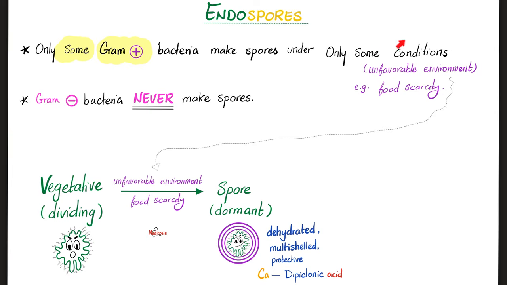Alright, I only make them when the environment is not good, when I have problems like food scarcity, when something is about to harm me, and when this bad thing happens, I will defend myself. I will convert myself from a vegetative state capable of dividing into a dormant state protected within a shell. And this shell is called the spore. Tell me about your shell. My shell is dehydrated. Okay. My shell is multi-shelled. It's not one layer. It's gazillion layers. My shell is protective. And this lovely spore is made of what? Calcium bound to dipicolinic acid.